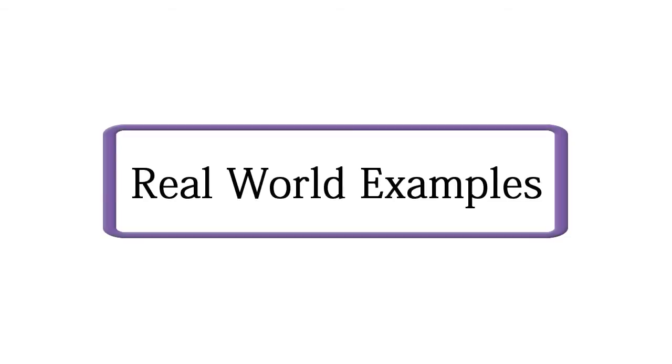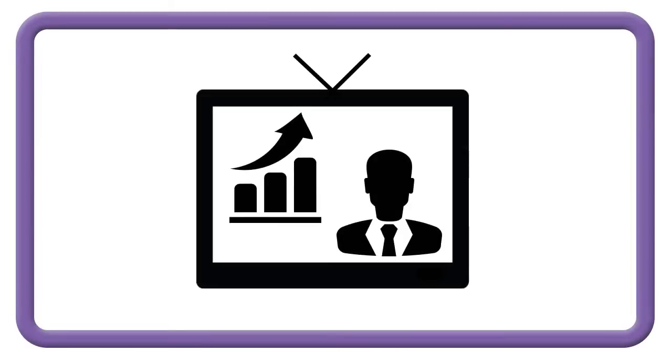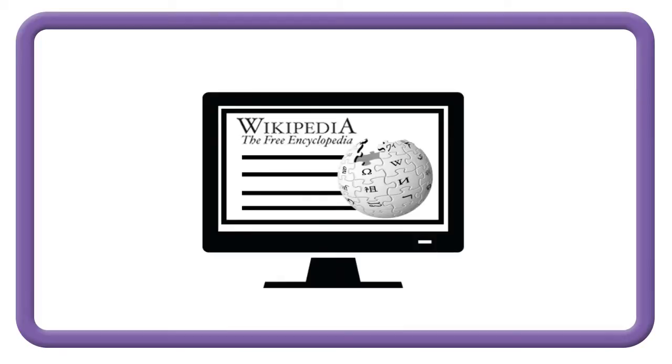In the real world, you can research the claims made in political ads on television, scrutinize a Wikipedia article for accuracy, and check a website to make sure it is updated regularly and has current information.